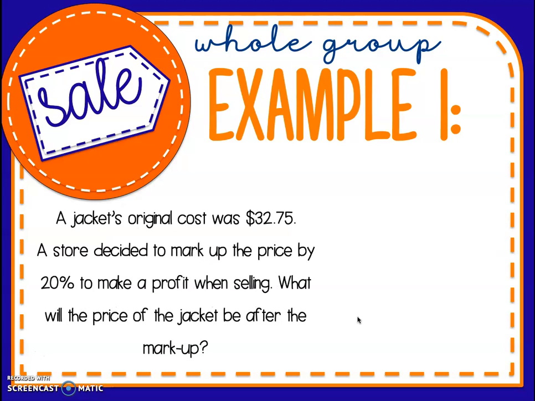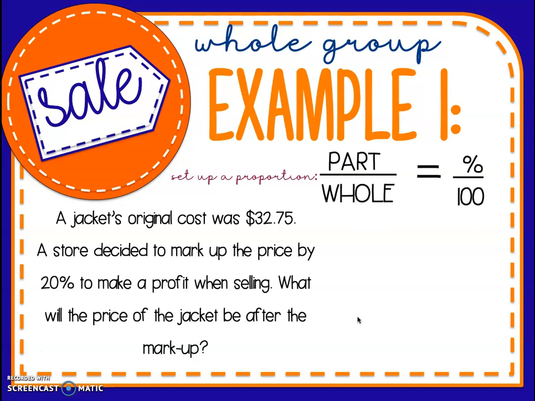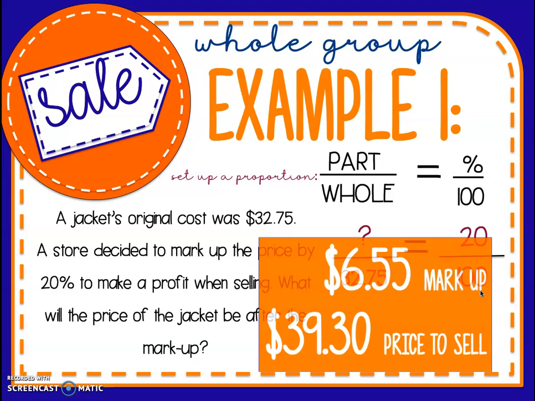It says a jacket's original cost was $32.75. A store decided to mark up the price by 20% to make a profit when they're selling. So what will the price of the jacket be after the markup? We're going to set up our proportion just like usual. Part over whole equals percent over 100 because this is a real world problem. We know the whole price of the jacket is $32.75. We know this spot is always 100 because we're dealing with percent. And we're going to mark it up 20%. So we're looking for what the markup is going to be.